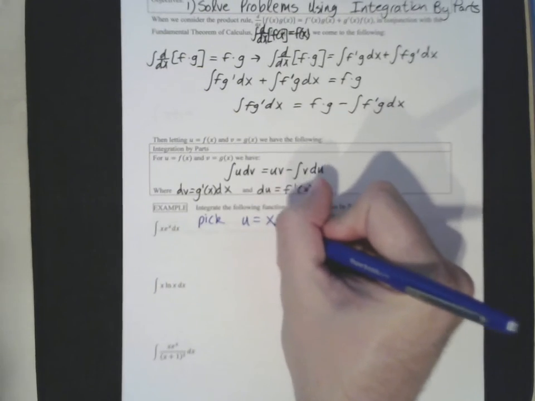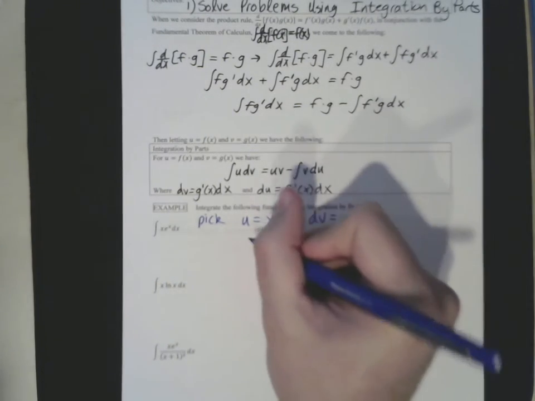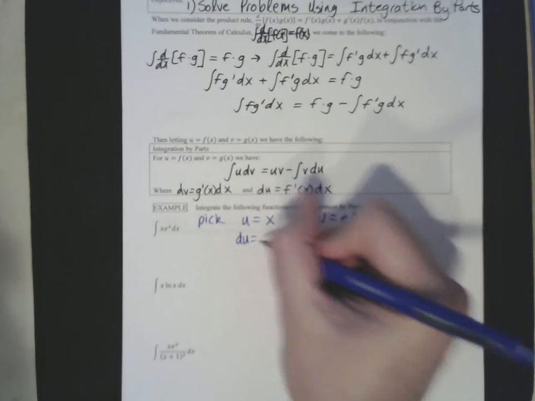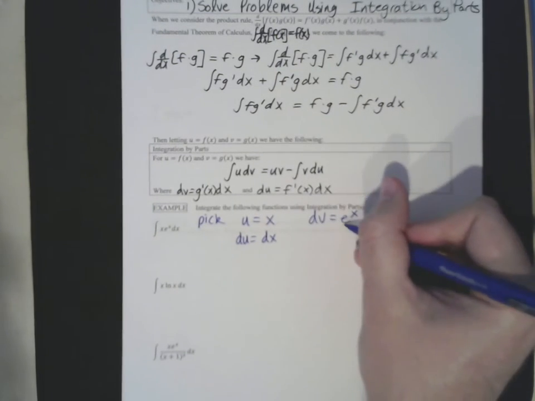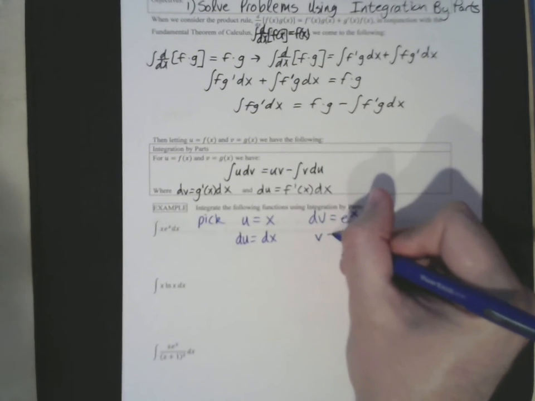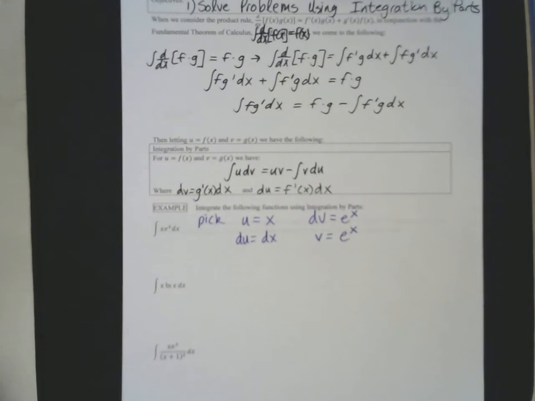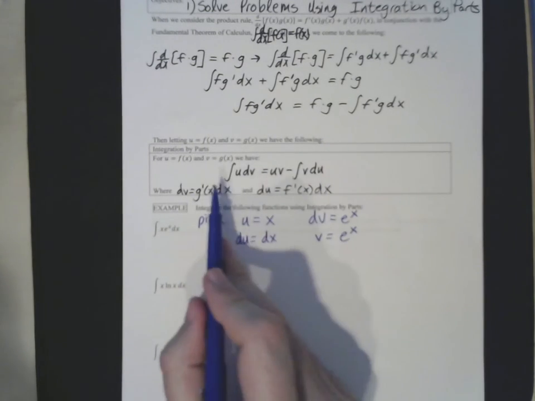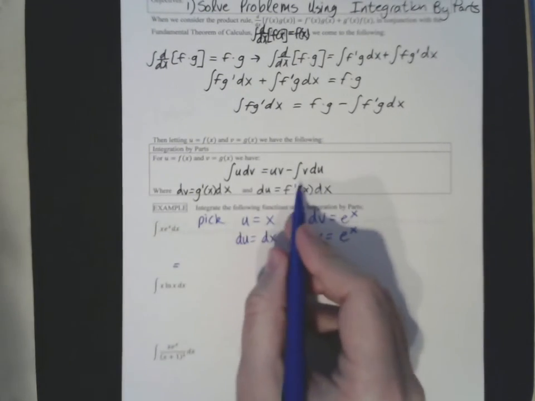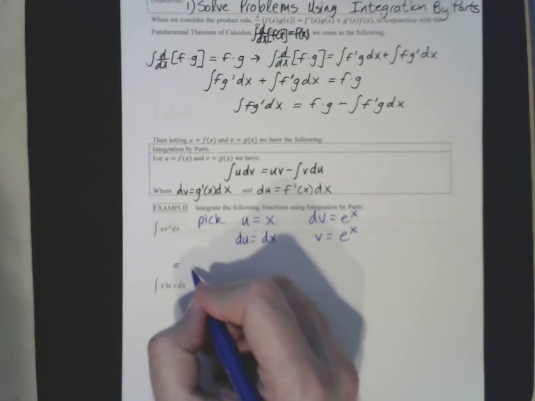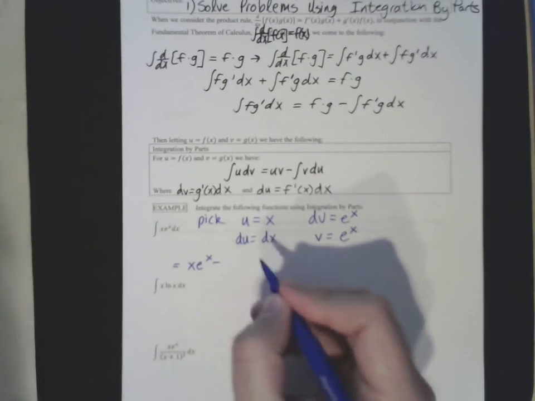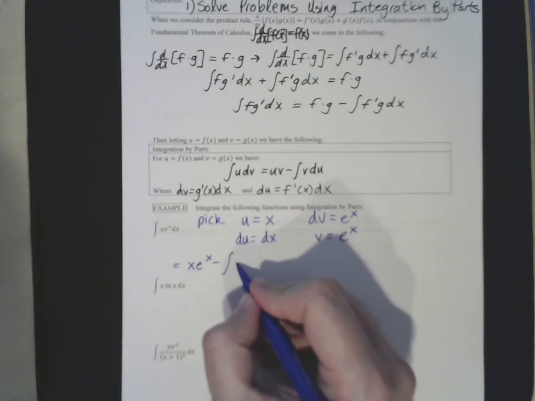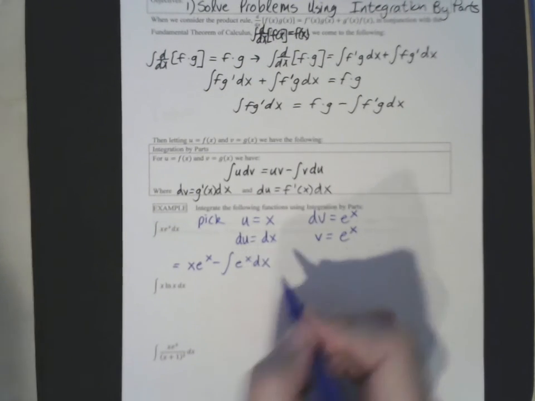So if we let u be x and dv be e to the x, then the derivative du, well, that's just dx, and the integral of dv, v, is just e to the x, because e to the x is easy to integrate and x is easy to differentiate. Now, when we do our integration by parts rule, this becomes uv, x e to the x, minus the integral of v, e to the x dx.